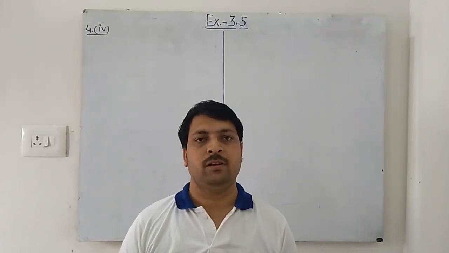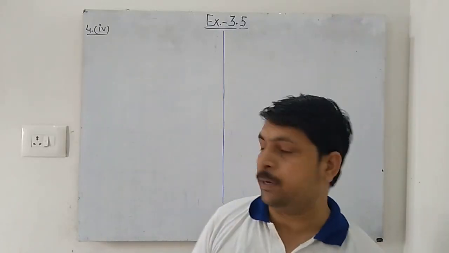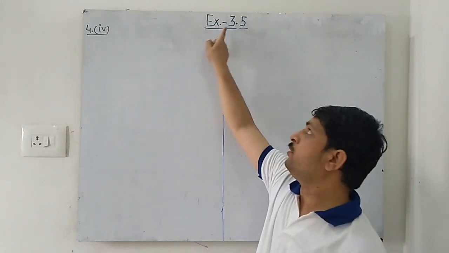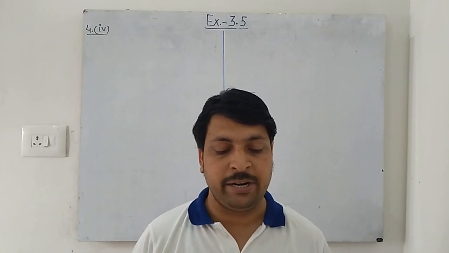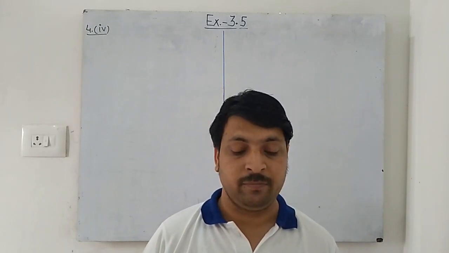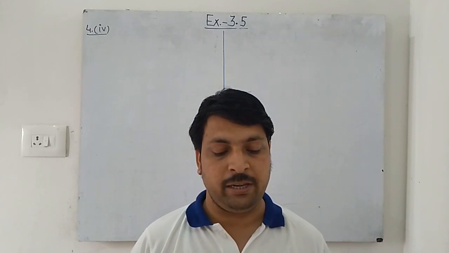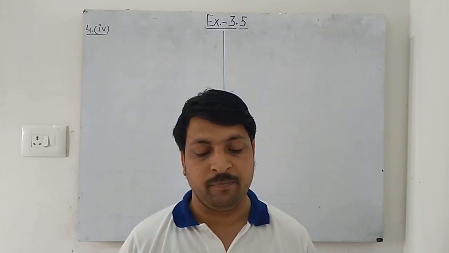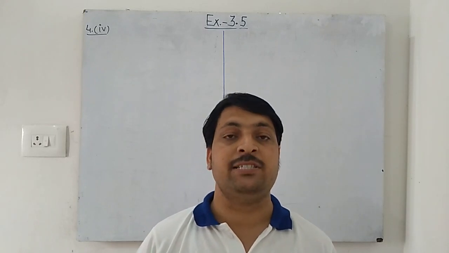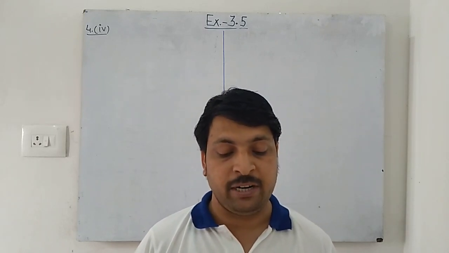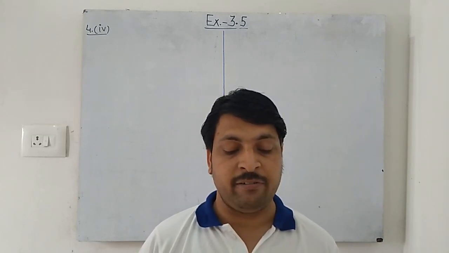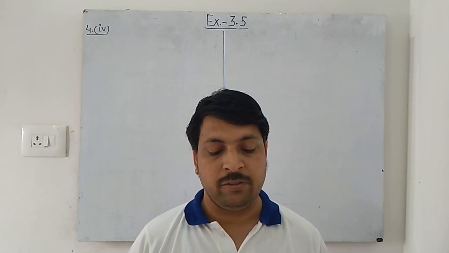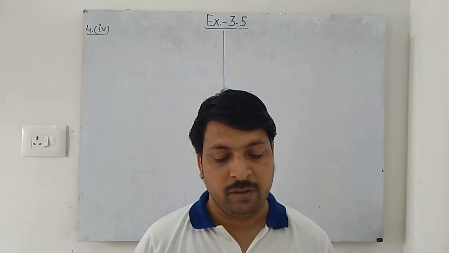Hello students. Now the next question is fourth part of question number 4, exercise 3.5. Now what is the question? Places A and B are 100 km apart on a highway. One car starts from A and another from B at the same time. If the cars travel in the same direction at different speeds, they meet in 5 hours. If they travel towards each other, they meet in an hour. What are the speeds of the two cars?